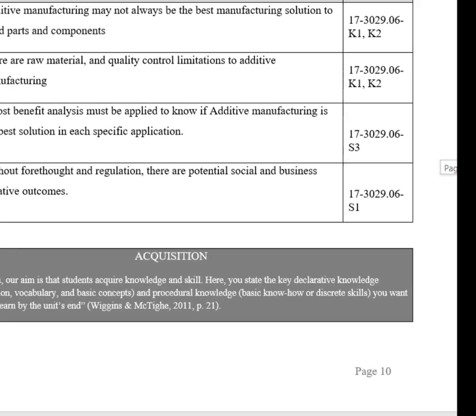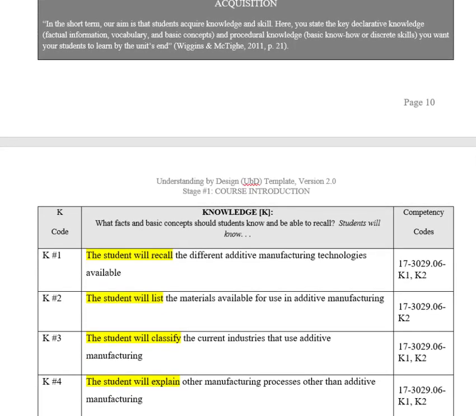Okay, so let's go on to acquisition. In the short term, your aim is that students acquire knowledge and skill. Now, we're not talking about transfer now. We're talking about what you want them to acquire from the course. These are things that you want to be able to teach them and have them learn. You state the key declarative knowledge and procedural knowledge you want your students to learn by the unit's end. And this is how Wiggins and McTighe, the authors of the UbD design book, discuss it.